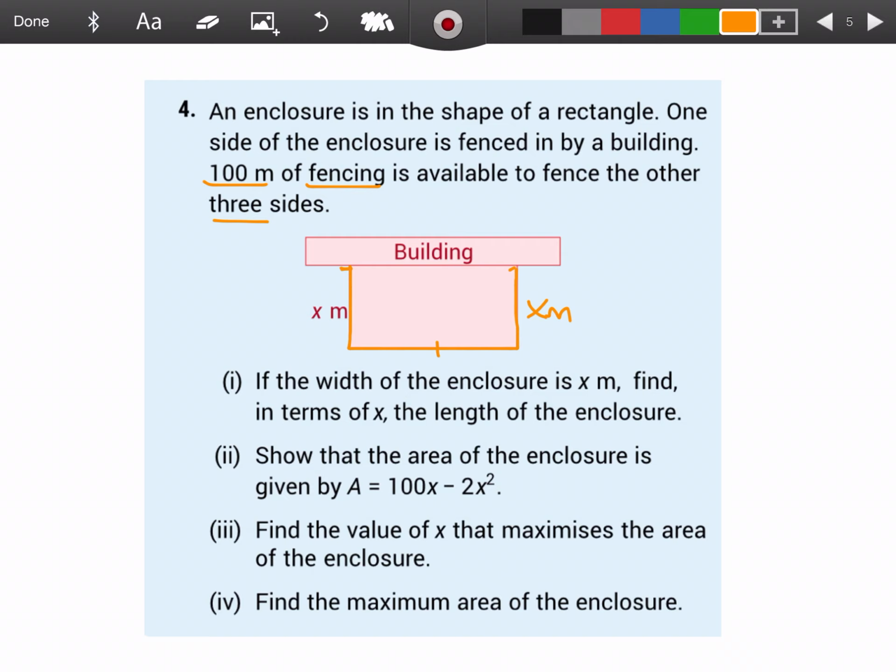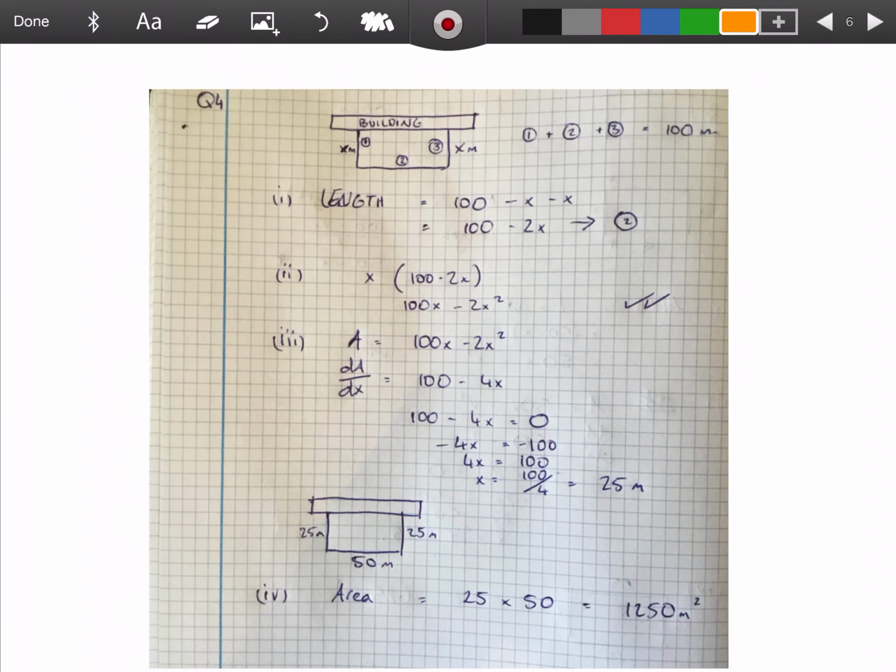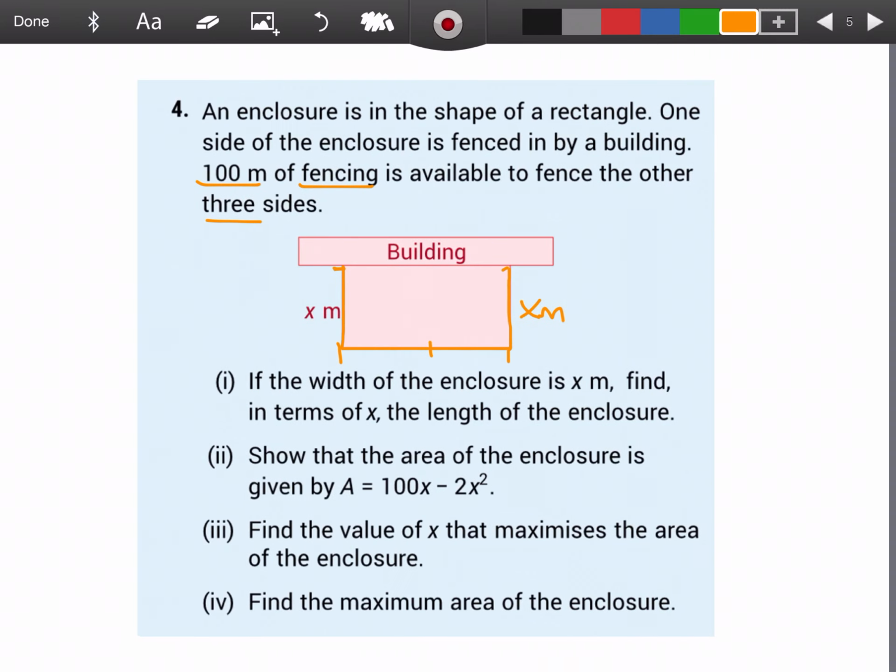If the width of the enclosure is X meters, find in terms of X the length of the enclosure. So I want to figure out what that length is. Nice and straightforward here. I have my drawing again. I can see 1 plus 2 plus 3 is equal to 100, those 3 sides. So the length of the enclosure, this distance here, has to be 100 minus those 2 X values. So it's 100 minus 2X. Done. That's all there is to it.